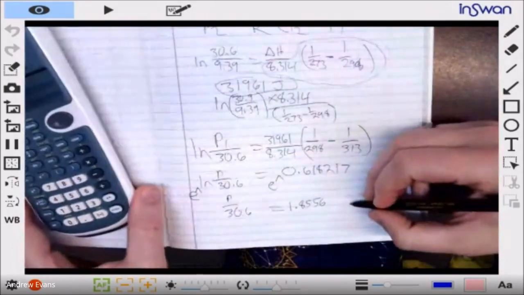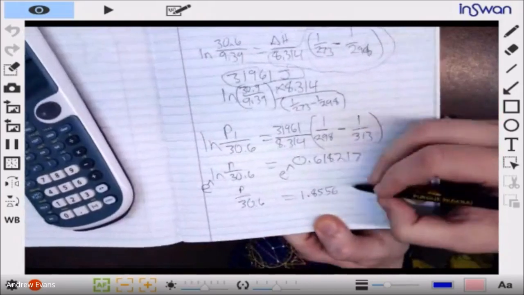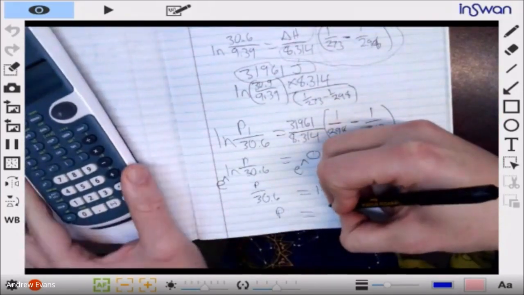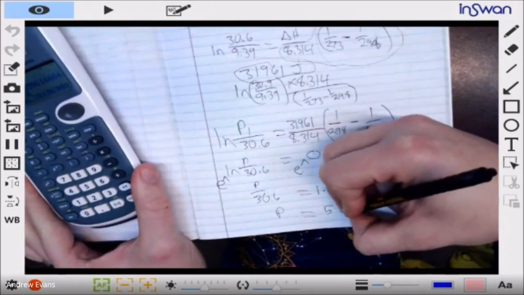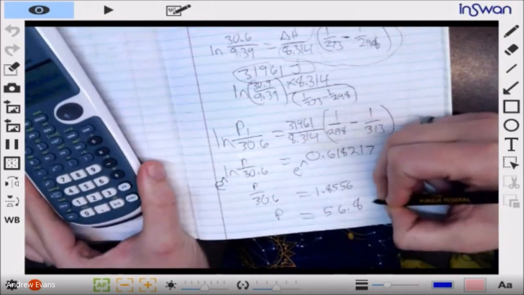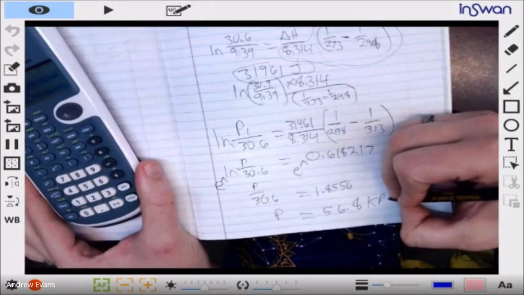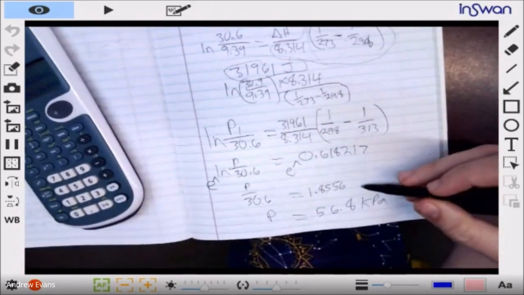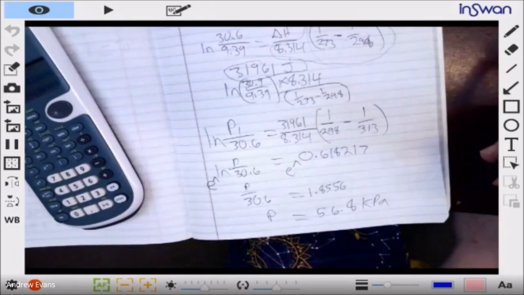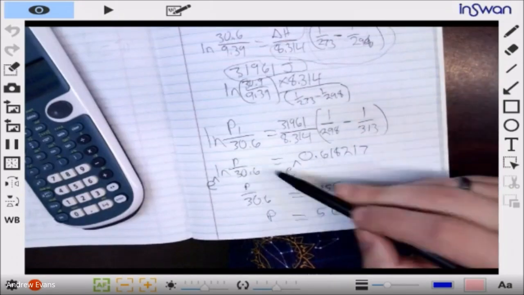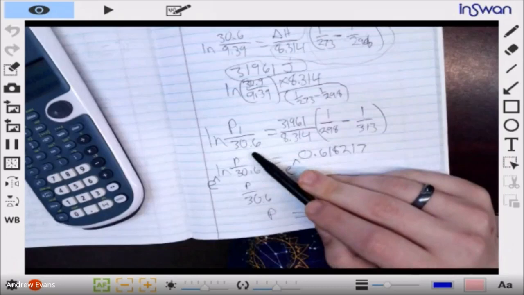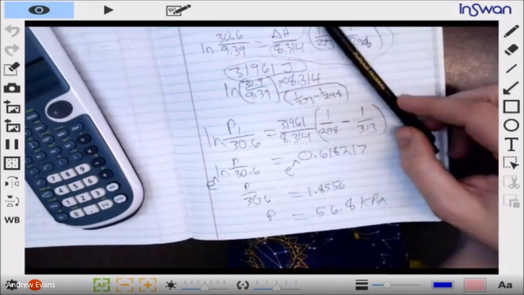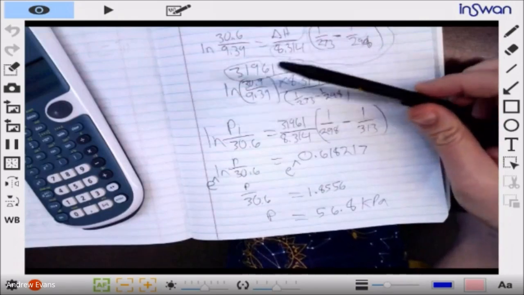So what would my pressure be at 40 degrees? Pressure is 56.8 kilopascals. So I have to evaluate for the variable, which is why I chose P1 instead of P2 to be the variable I'm solving for. It's going to make my math a little bit easier.